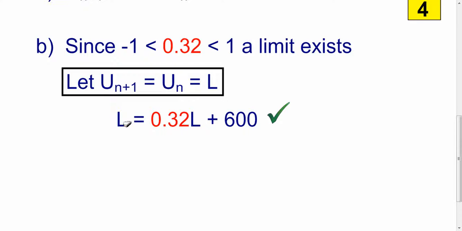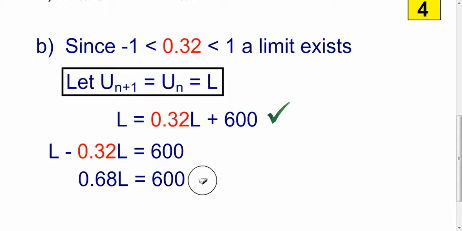So take this over to the other side. We've really got 1L take away 0.32L, and that comes to 600. So subtracting that from 1L here, if we do 1 take away 0.32, we're going to get 0.68L equals 600.